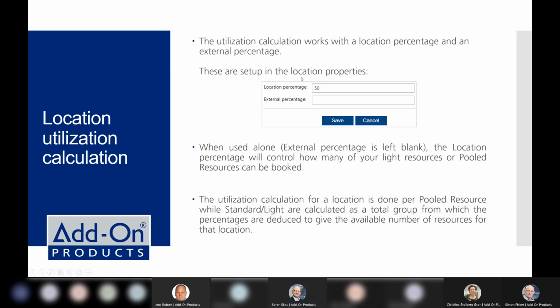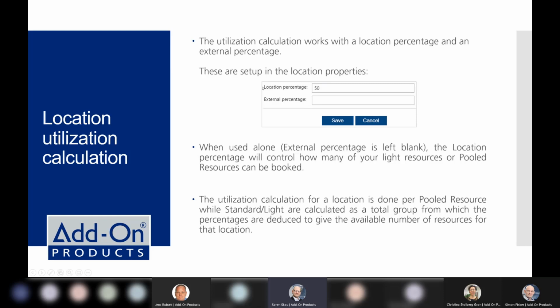The location percentage works pretty quick and smooth and doesn't require a lot of adjustments or settings, whilst the external percentage is a bit more complicated. The external percentage, I will talk a bit more about that in a little while, but it's not for externals, meaning people from outside your organization. It's still people from inside your organization, but who do not belong to the same location. I'll get into that in a few minutes.